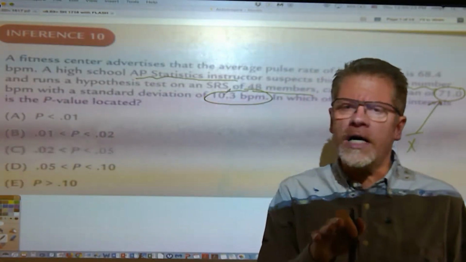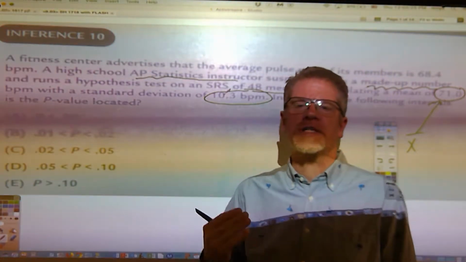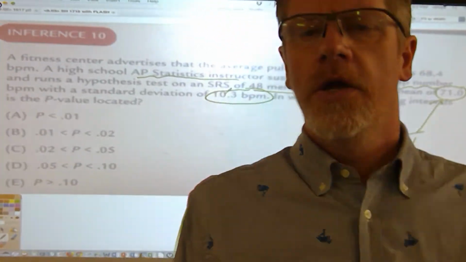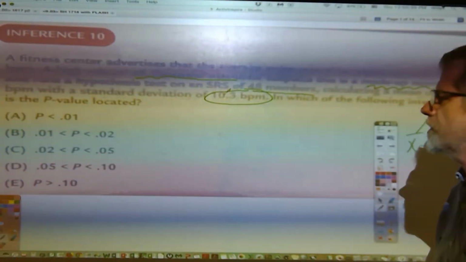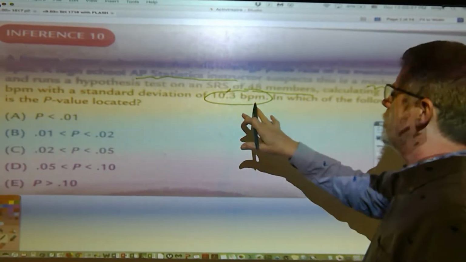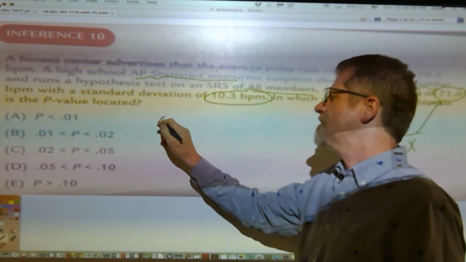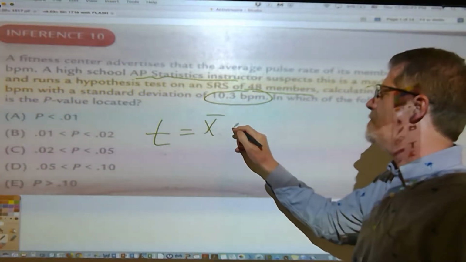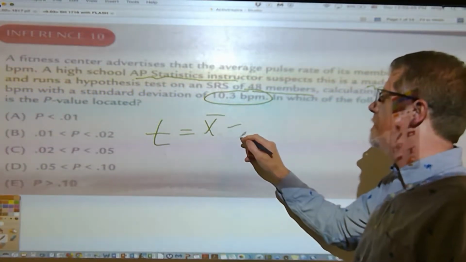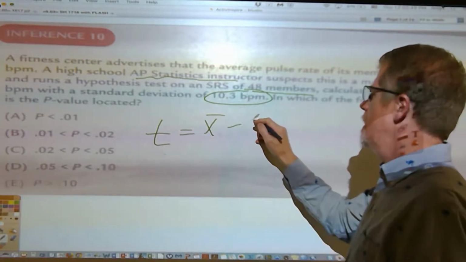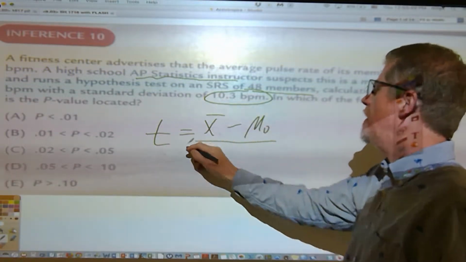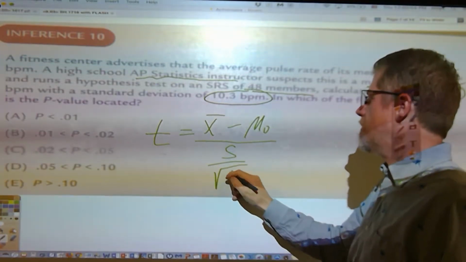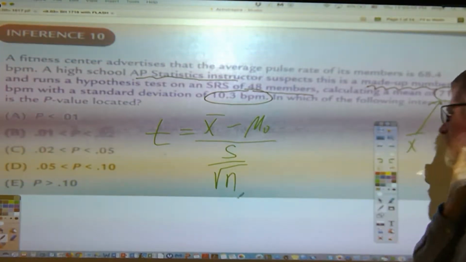So go ahead and pause the video, work this out on your own, and select either A, B, C, D, or E. We're back. By the way, here's how I would work this. I would, first of all, recognize that we're looking for a mean. So I need a test statistic in the form t equals x bar minus mu sub 0, the hypothesized mean, over the standard deviation, which is s over the square root of n.